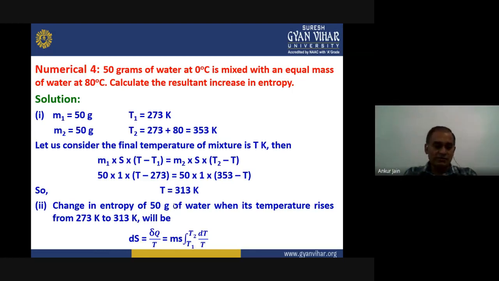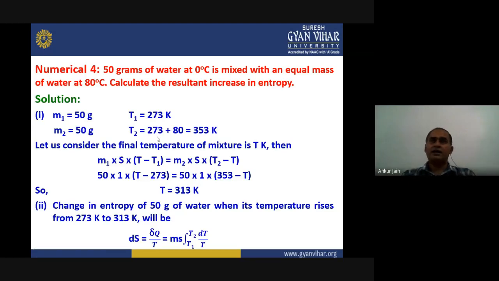So to solve this problem, first let us find out what is given. First thing given is m1 equals 50 gram, and definitely m2 will also remain 50 gram because it is mixed with an equal mass of water at 80 degrees, right? So M1 is 50, m2 is 50. T1 is given at 0 degree centigrade, so that means 273 Kelvin, and the other part is water at 80 degrees C, so T2 will become 273 plus 80, that will become 353 Kelvin.